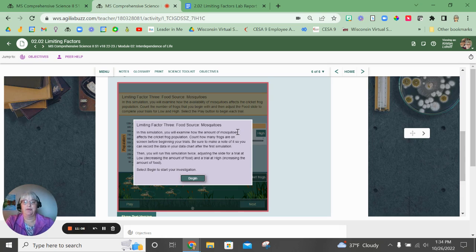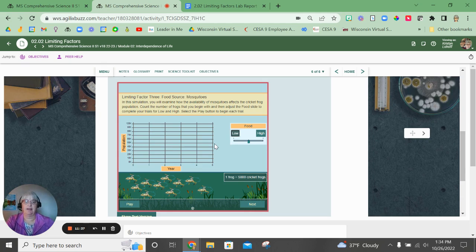Finally, we're going to look at the food source, mosquitoes. In this simulation, you will examine how the amount of mosquitoes affects the cricket frog population. Count how many frogs are on the screen before beginning your trials. Be sure to make a note of it so you can record the data in your data chart after the first simulation. Then you will run this simulation twice, adjusting the slide for a trial at low, which decreases the amount of food, and a trial at high, which increases the amount of food. Select Begin to start your investigation.